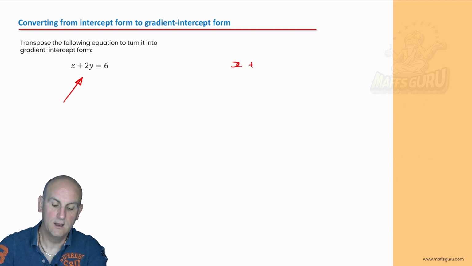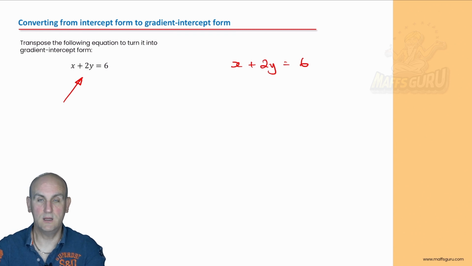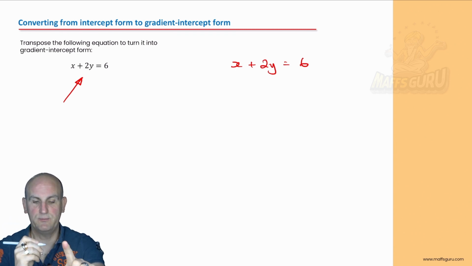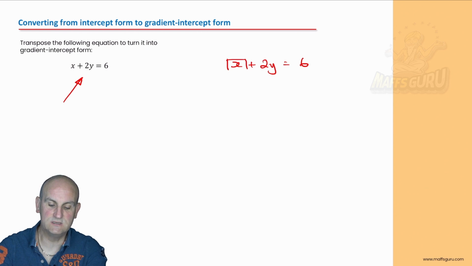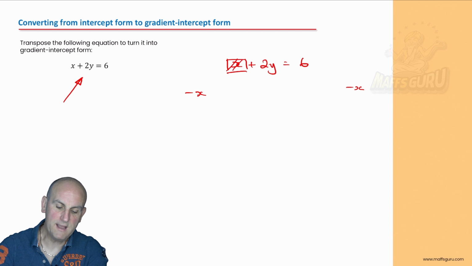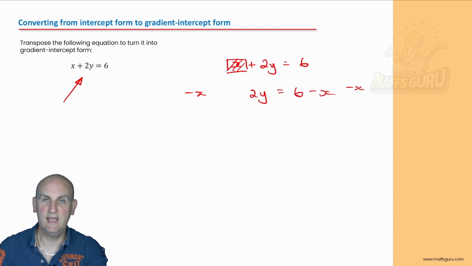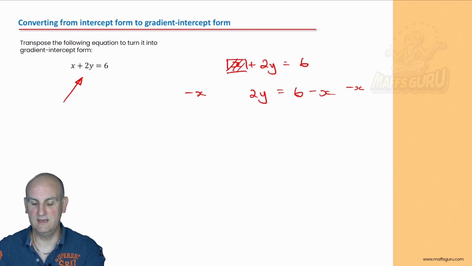We've got x plus 2y equals 6. Is the y on its own? No. So leave the kissing couple together, separate everything else. I'm going to get rid of this x, which is actually a plus x, and I'm going to subtract x from both sides. Bye-bye, sayonara. I get 2y is 6 minus x. Yeah, don't like that format, but leave it for the moment.